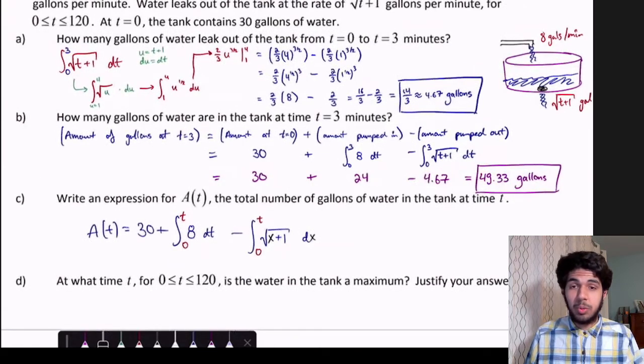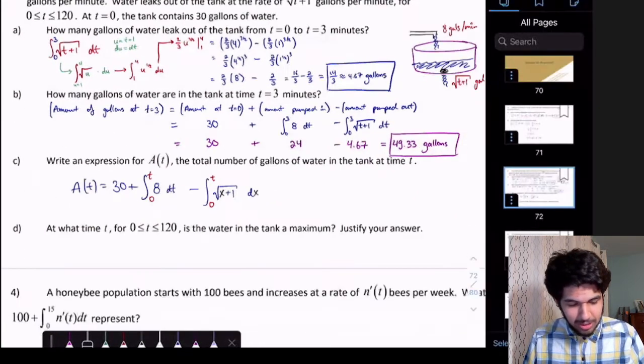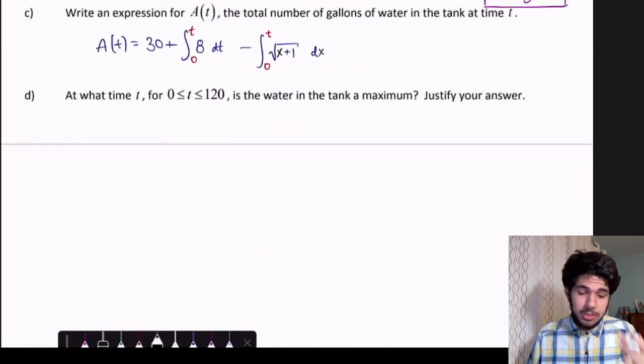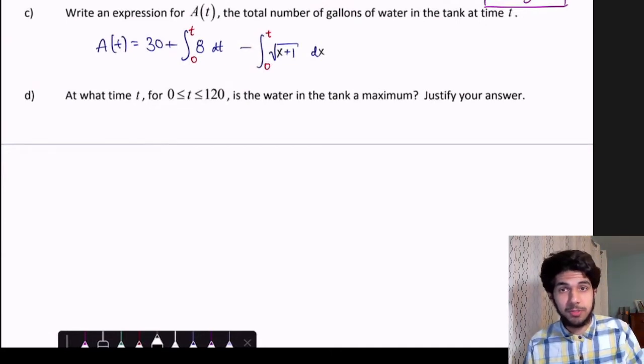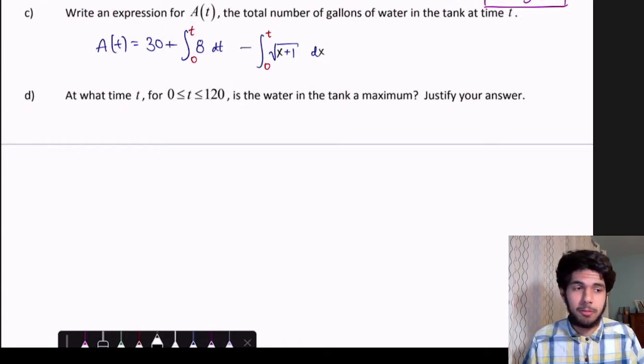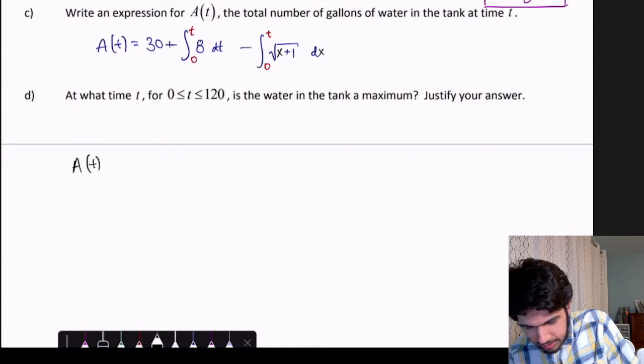And now for D, we want to find the time at which the water is at a maximum, and we'll have to justify our answer. The way we're going to do this is by taking the derivative. Let me add a page. We recall that to find the maximum of a function, we need to take the first derivative and set it equal to 0. That's how we found the maximum and minimum of a function. That's in our extrema video if you care to look at that. So we're trying to find the extrema of this A of t.